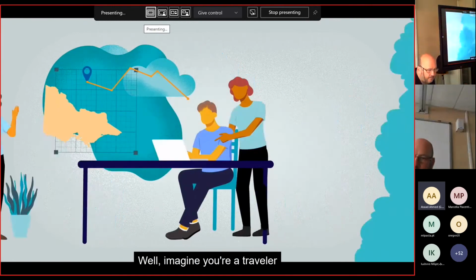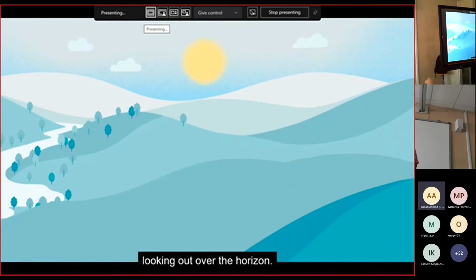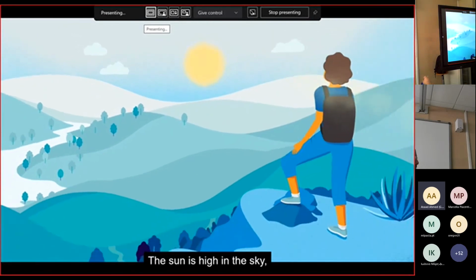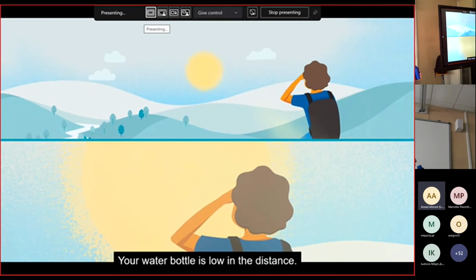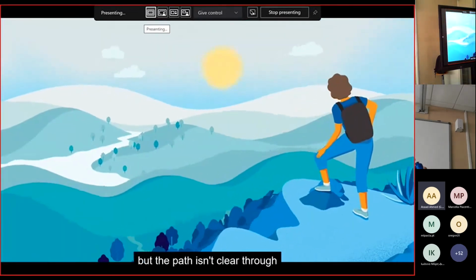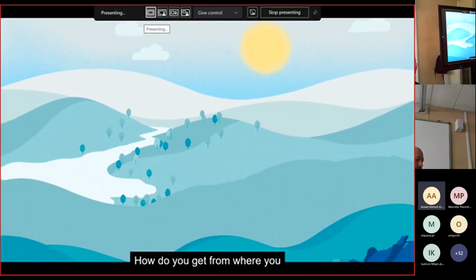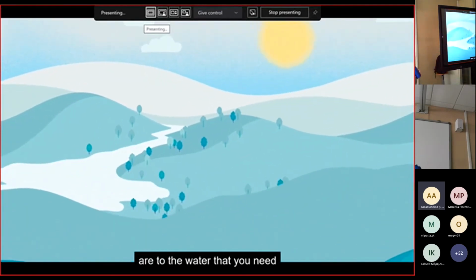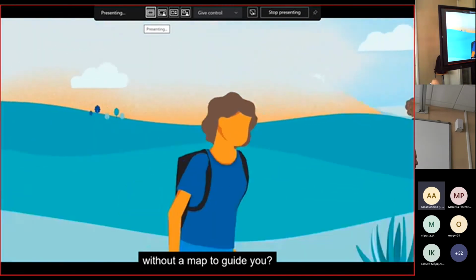Well, imagine you're a traveller tasked with exploring and mapping uncharted territory. You're standing on a hill looking out over the horizon. The sun is high in the sky and the day is hot. Your water bottle is low. In the distance, you spot a body of water, but the path isn't clear through the hills and tree cover. How do you get from where you are to the water that you need without a map to guide you?